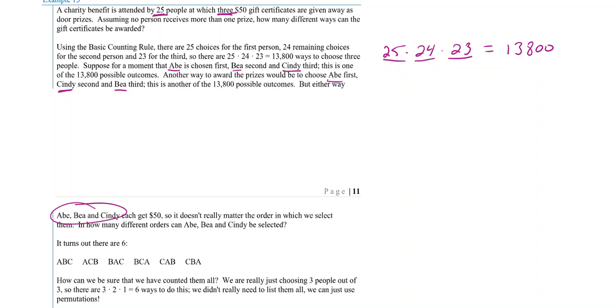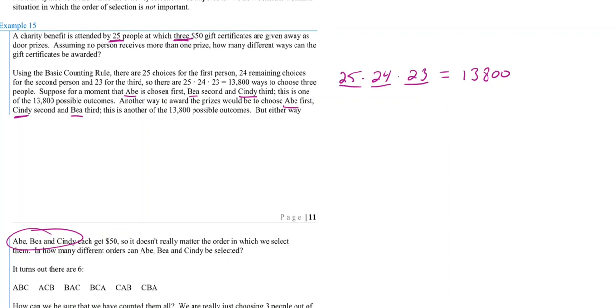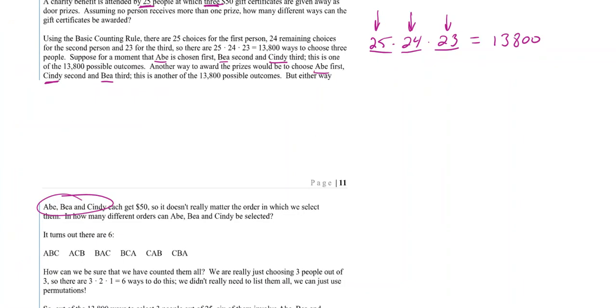Okay, so the way we were doing it, this was like our first spot, right? Then after we've chosen that, we chose this one. Then after we've chosen that, we chose this one. But what if we were just interested in how many ways these three people in general can receive a $50 gift certificate? Because it doesn't really matter who was the first one to get it, who was the second, who was the third. We just want to know, did they get one, right? How many ways can these three people do this?